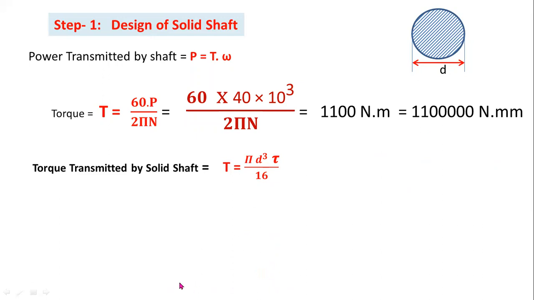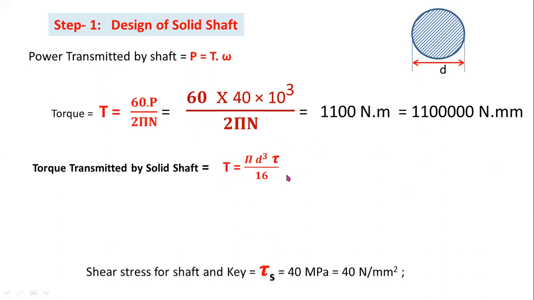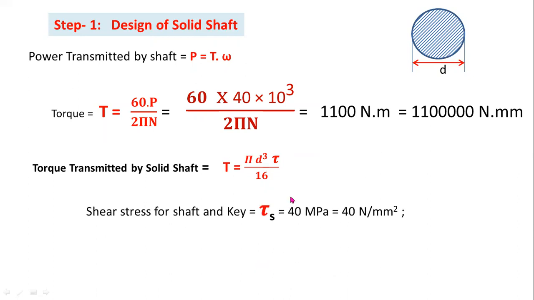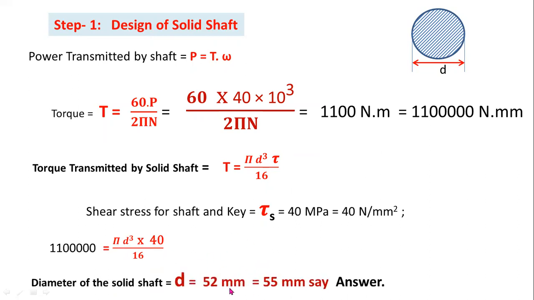Already we know the formula for torque transmitted by the solid shaft. Torque equals pi d cube by 16 into tau. Already we know the value of tau, the shear stress induced in the shaft material. So now you have to substitute the value of shear stress and torque T in this equation. From this equation, you can get the suitable size of the shaft, the diameter. Diameter of the solid shaft equals 52 mm, but the standard size is 55 mm. So this is the required size of the shaft. 55 mm is the outer diameter of the solid shaft.